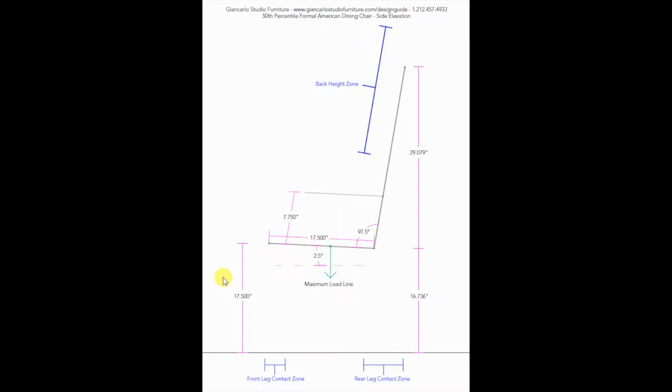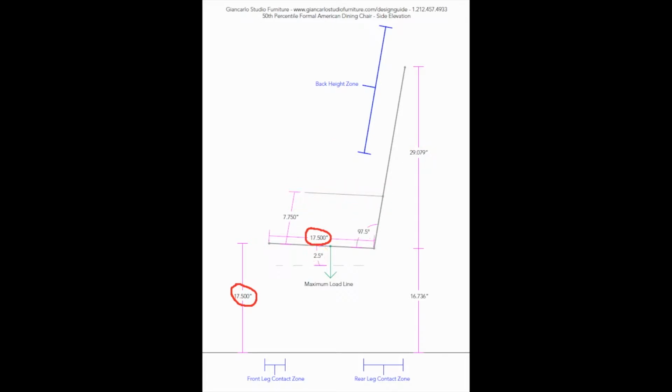There are a few standard dimensions of a dining chair that are defined in this plane and cannot be modified without making the chair feel strange to the user. These dimensions are seat height, seat depth, seat angle, back angle, back height, and, if applicable, armrest length, armrest angle, and armrest height.